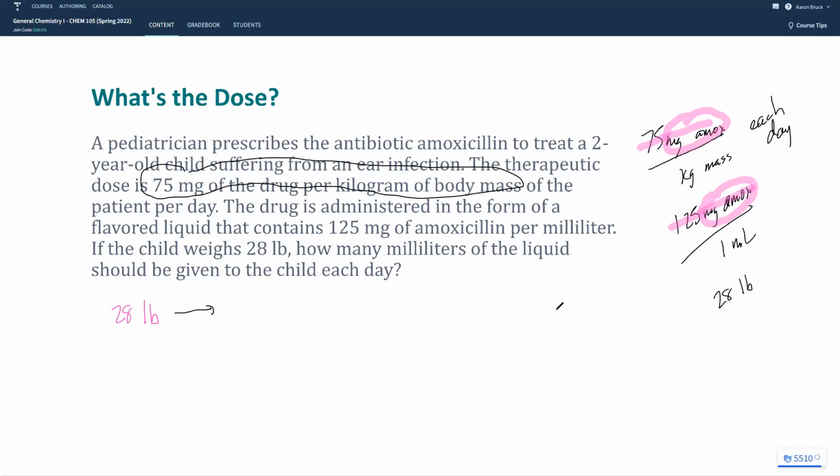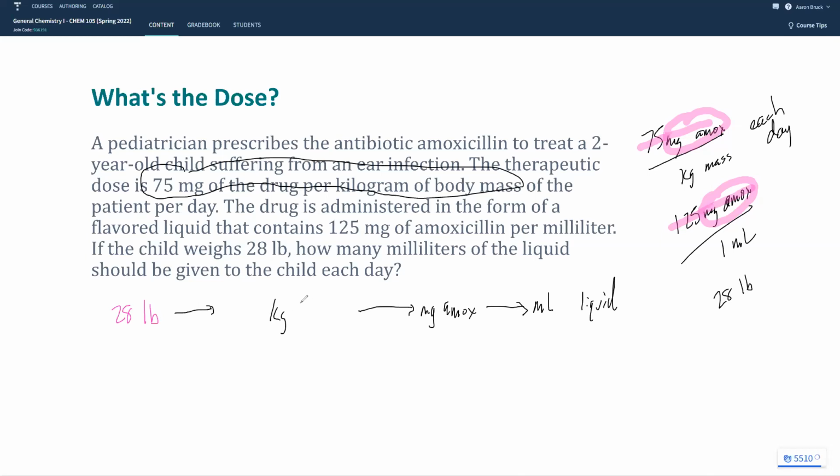And I need to convert it in some way to milliliters of liquid. How do I connect those dots? Well, let's work backwards maybe. From milliliters of liquid, this conversion factor would give me milligrams of amoxicillin. And working backward again, from milligrams of amoxicillin, I can get kilograms of body mass. So there are three conversions that I need to do here.